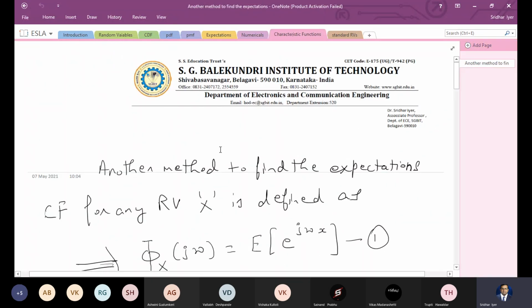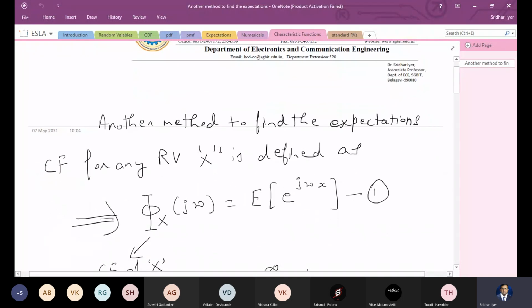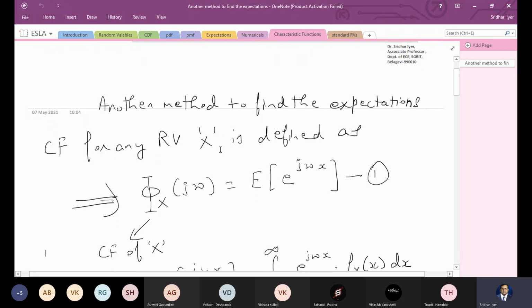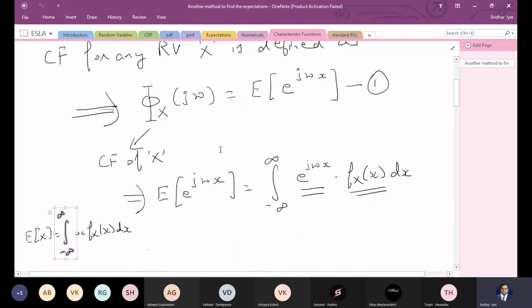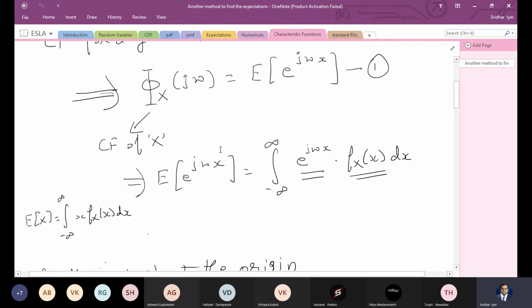In the last lecture, we discussed the characteristic function. This is another way to find the expectations, the mean, variance, and the standard deviation for any random variable. And we've seen the equation for the characteristic function. So equation 1 will help us in finding the characteristic function, which is phi x of j omega, which is the expectation of e raised to j omega x, where omega is the angular frequency, and this is all happening in the frequency domain. Then we have seen how we can find the expectation of e raised to j omega x.